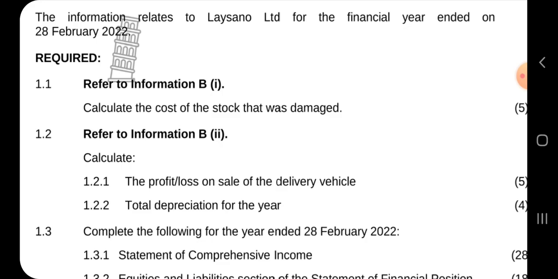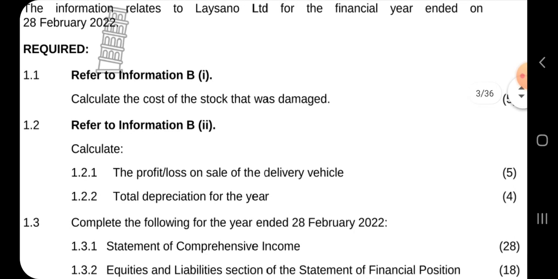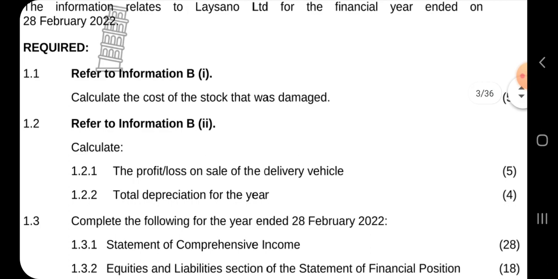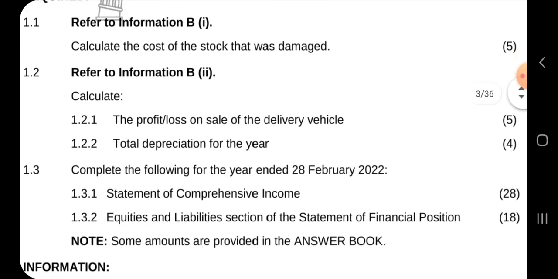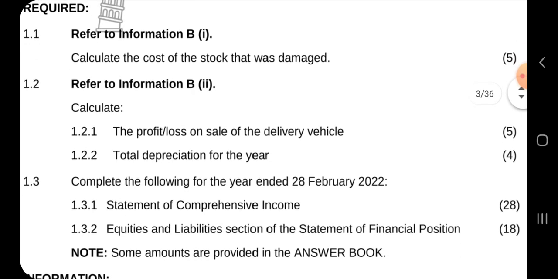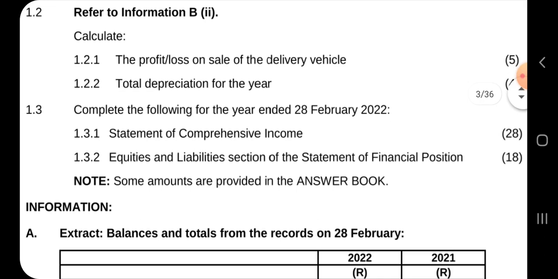We are big girls and boys, but because I like you guys, I will tell you this information. Refer to information B. In 1.1, we are required to calculate the cost of the stock that was damaged. So we'll tackle that now, so that we can get it over and done with before we go to our financial statements.